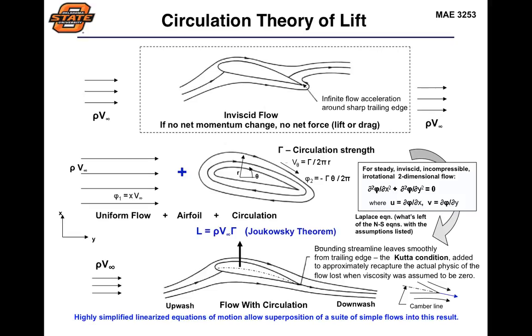But if we relate that lift with the circulation through the Joukowsky theorem, and then use the Kutta condition to make sure that those streamlines leave at the trailing edge of the airfoil, then we get lift acting on our airfoil, which is directly proportional to the amount of circulation that is generated.